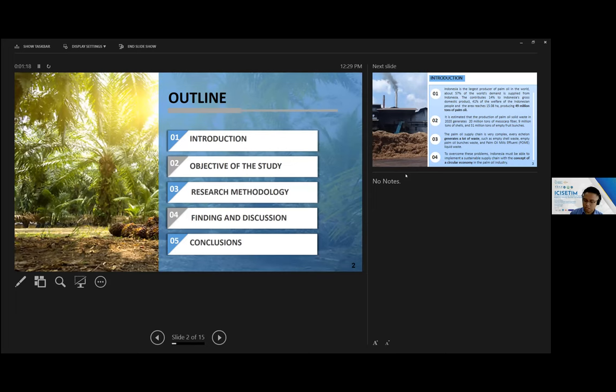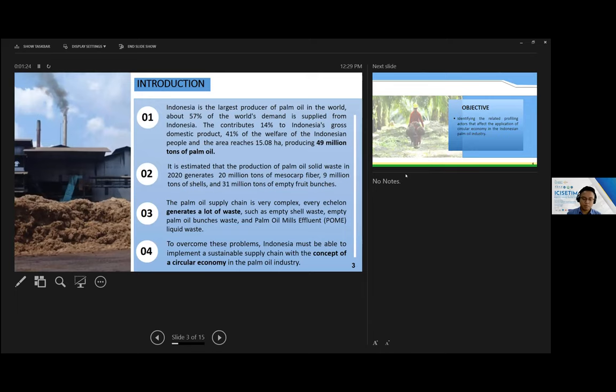Okay, there are several problems as a reason why I conduct this research. First, as we know, Indonesia is one of the largest producers of palm oil in the world, around 57% of the world's supply comes from Indonesia. It contributes around 14% to Indonesia's gross domestic product, and 41% to the welfare of the Indonesian people. The area reaches around 15.08 million hectares, producing 49 million tons of palm oil. I think palm oil has become an essential commodity for Indonesia.